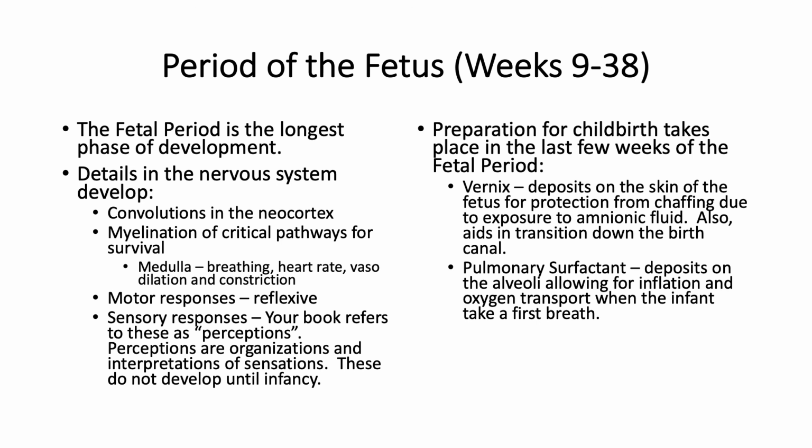The fundamentals are pretty much laid down at that point. So you start to see development of convolutions in the neocortex. That's the kind of folds and lumpy, bumpy part of the brain. Myelination of certain critical pathways for survival, like the brain stem, the medulla, where you see breathing, heart rate, vasodilation and constriction, reflexive motor responses, and there's no voluntary motor control at that point, and sensory responses.